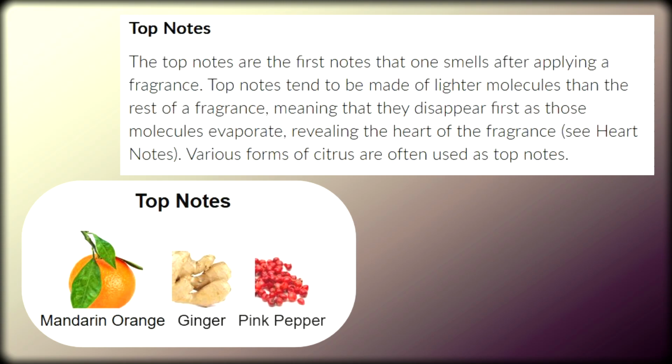Your top notes are usually the ones that you smell initially when you first spray the fragrance on you. They tend to be made of a lighter molecule. A lot of times they include citrus notes and they tend to disappear very quickly as well. Some common top notes include, like I said, citruses: you'll have mandarin orange, lemon, grapefruit, bergamot, also ginger and pink pepper.